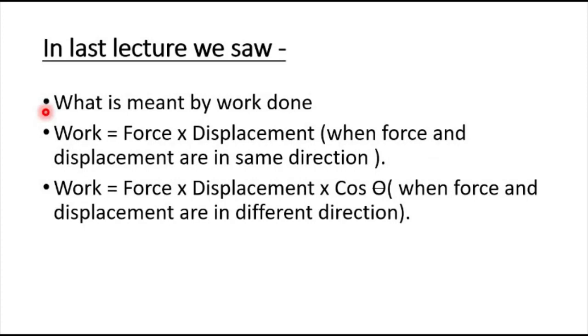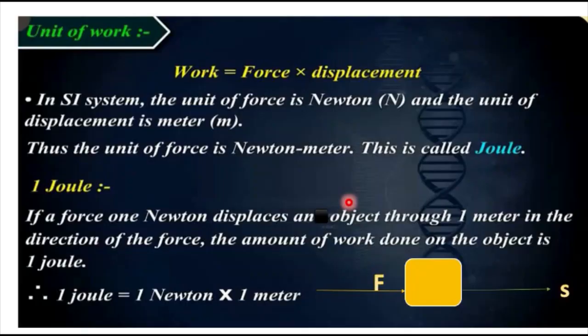In the last lecture, we saw what is meant by work done and the formula for work when force and displacement are in the same direction, which is work is equal to force into displacement. And one more formula for work when force and displacement are in different directions: work is equal to force into displacement into cos theta, where theta is the angle between force and displacement.